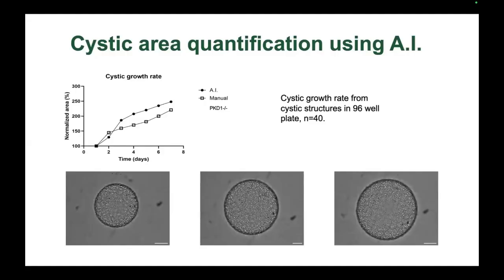So we have a PKD1 knockout cyst at the bottom, cultured in a 96-well plate. And I compared 40 cysts from the AI and me manually counting the cystic area. And as you can see, a nice comparative normalized area growth, comparing the AI and the manual. And we use this AI system that allows us to quantify it, which is good. And I want to determine, can it do it for a large number?